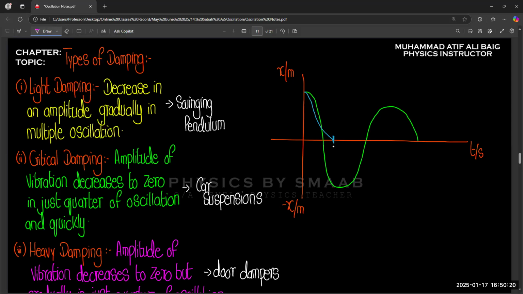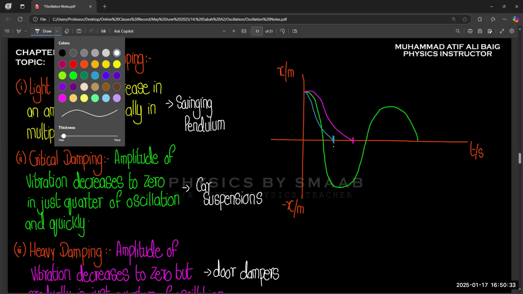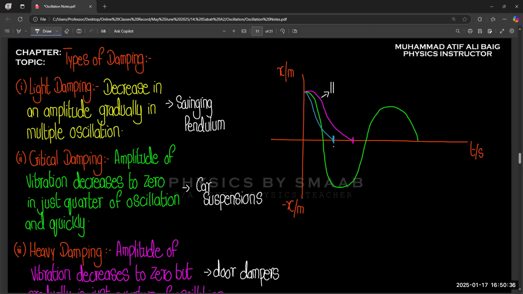It takes some time and it decreases to zero in a certain time as compared to the critical. So this is heavy, this is light, and the blue one is critical.